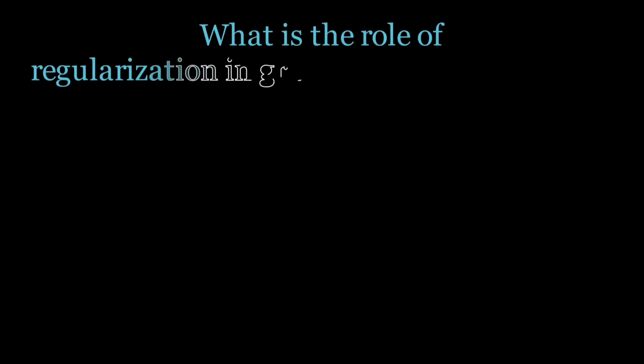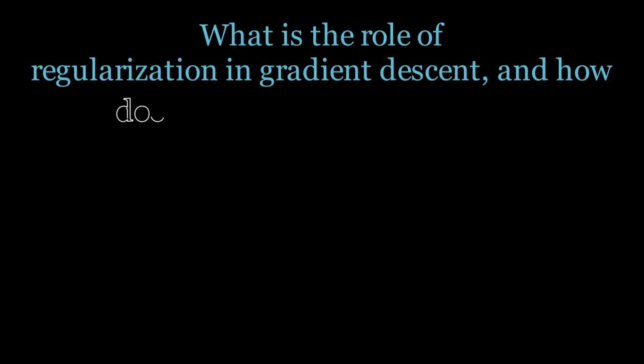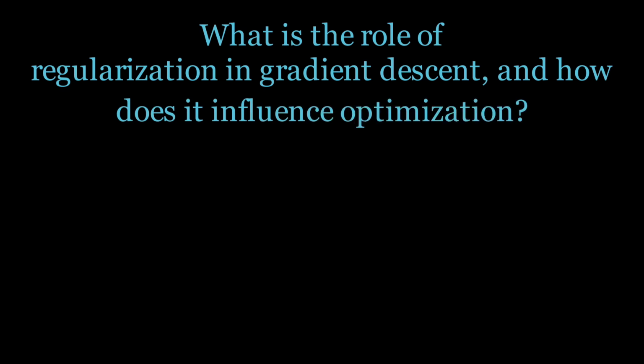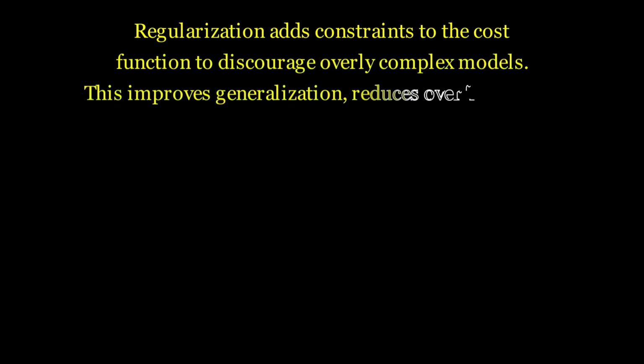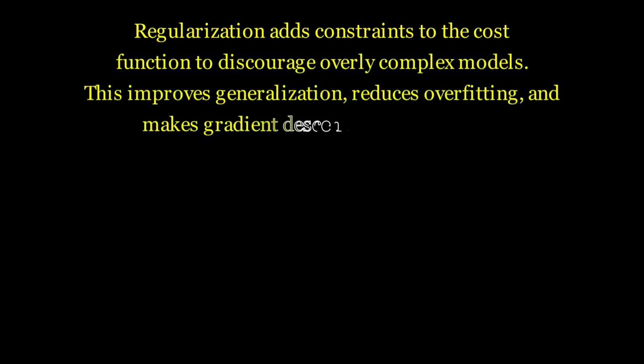What is the role of regularization in gradient descent and how does it influence optimization? Regularization adds constraints to the cost function to discourage overly complex models. This improves generalization, reduces overfitting, and makes gradient descent focus on simpler solutions.